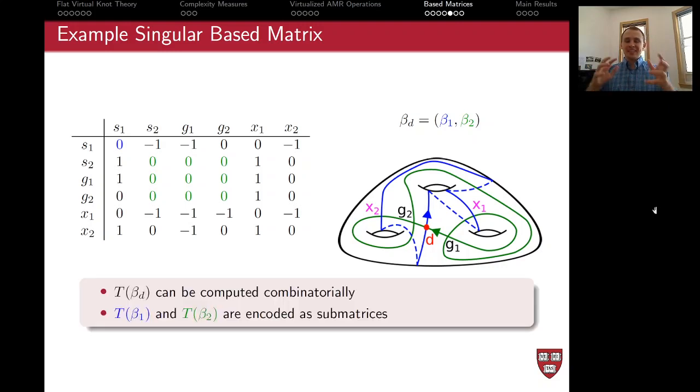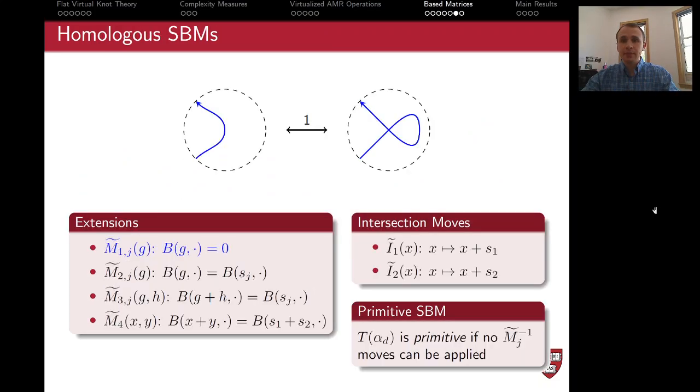So this really is capturing the correct construction of your base matrix for singular flat virtual links. But that extra information about the intersection points proves very useful. However, once we've constructed this, we need some way to move between different singular base matrices that would come from different representatives. So that's the idea of homology.